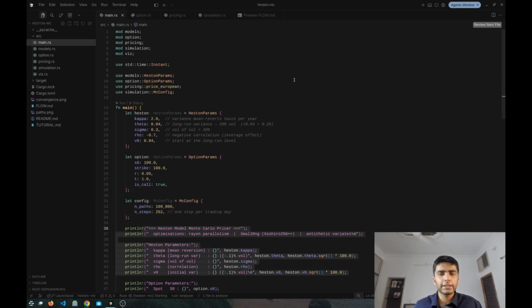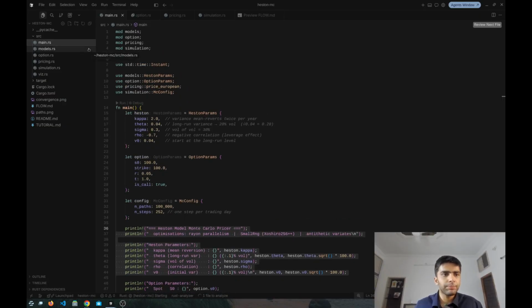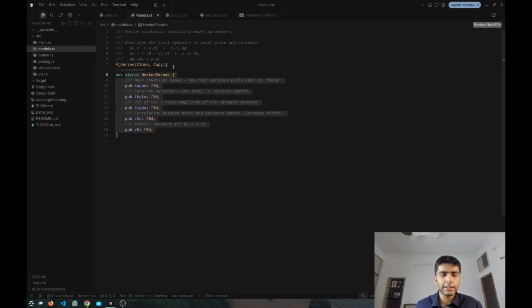Now let's walk through the code and understand how things are working. I have divided the code into multiple files. Firstly we have this main.rs file, which is the entry point for the code and from where we trigger the Monte Carlo simulation. And then we have this model.rs file where I have defined this Heston param struct, where we store the Heston calibrated parameter values for kappa, theta, sigma, rho, and initial variance.